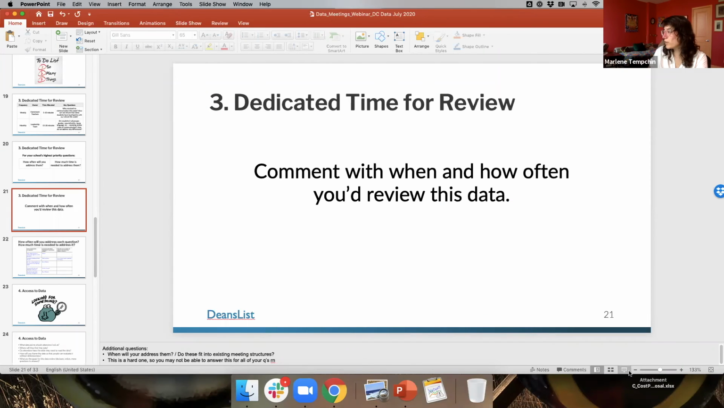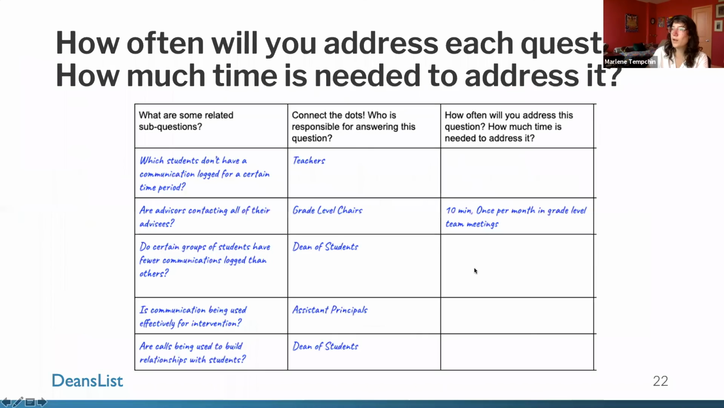All right, so I'll pull up Jill and I, and we have a worksheet that we'll point you to at the end of the session. But Jill and I listed some of our examples, and for advisors contacting all of their advisees, that might be something you look at once a month in grade level team meetings.